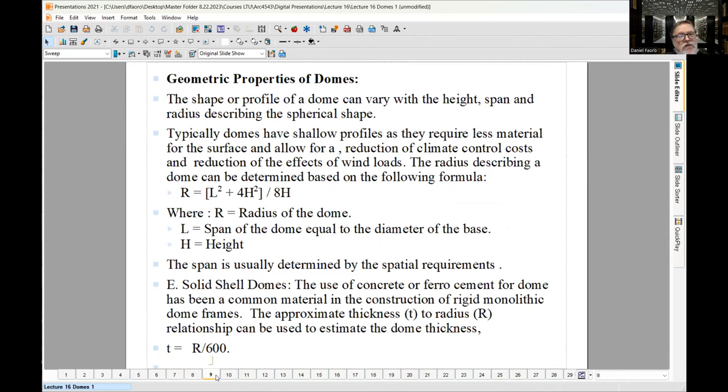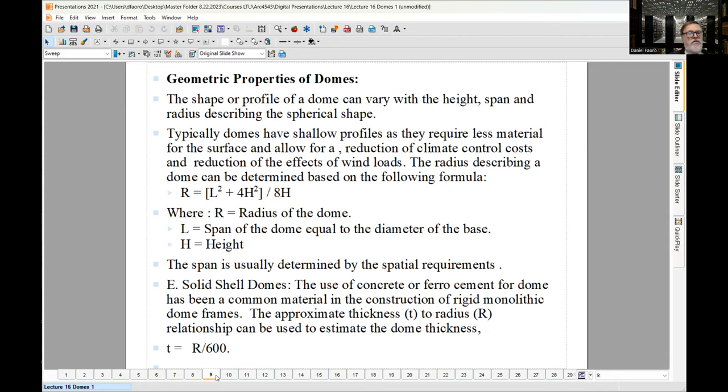Now, geometric properties of domes. The shape or profile of a dome can vary in height, span, and radius described based on the shape. And for our purposes, a number of domes are generally spherical, meaning they're developed by a circular arc segment. So typically domes do have a shallow profile, and our generating radius of the curvature is R. Capital R is equal to L squared plus 4H squared over 8H.